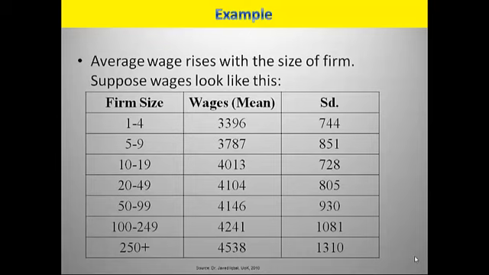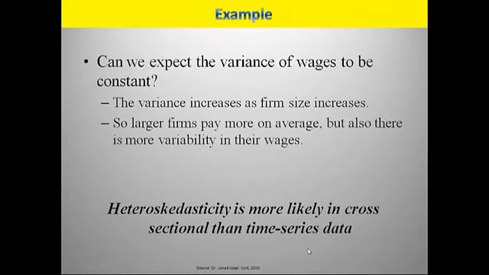Let's see one example. Average wage rises with the size of the firm. Suppose the size of the first firm is 1 to 4, with mean wage 3396 and standard deviation 744. And the size of the last firm is 250 plus, with mean wage 4538 and standard deviation 1310. So can we expect the variance of wages to be constant? Definitely not, because the variance increases as firm size increases. So larger firms pay more on average, but there is also more variability in their wages. So we can say heteroskedasticity is more likely in cross-sectional data than time series data.